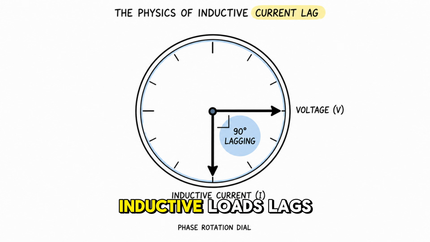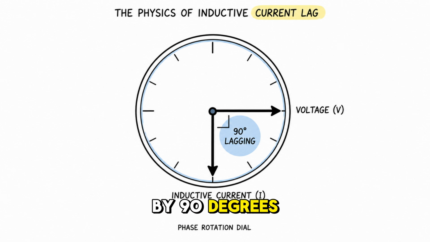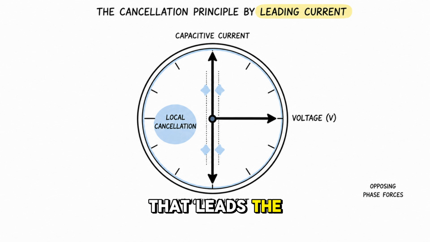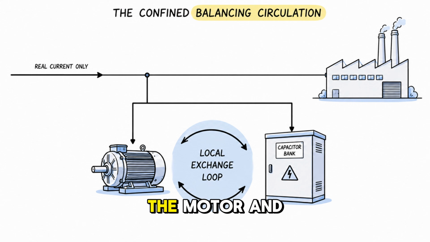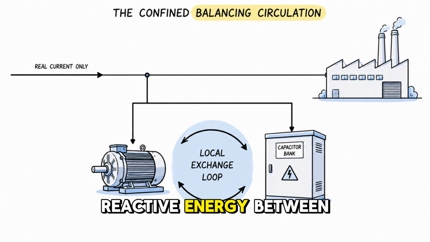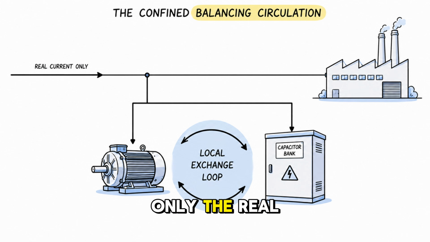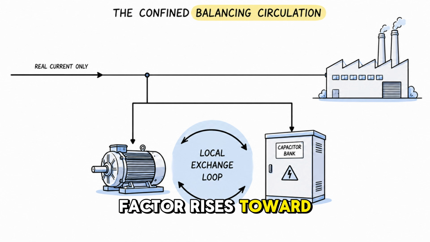The reactive current from inductive loads lags behind the voltage by 90 degrees, flowing in the wrong direction relative to voltage during part of every cycle. A capacitor produces current that leads the voltage by 90 degrees, the exact opposite behavior. Because of that, connecting a capacitor in parallel with an inductive load allows the two reactive currents to cancel each other locally. The supply no longer has to deliver reactive current all the way from the generator through miles of infrastructure. The motor and capacitor exchange that reactive energy between themselves. The supply sees only the real current, and the power factor rises toward unity.